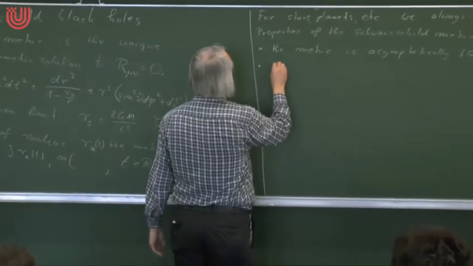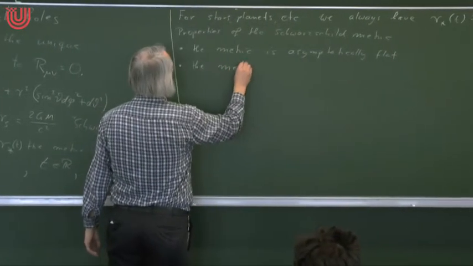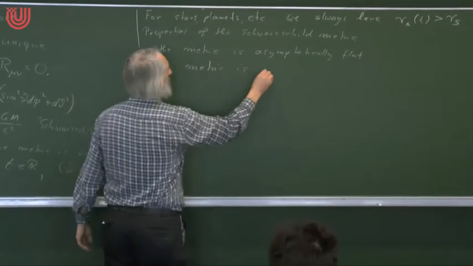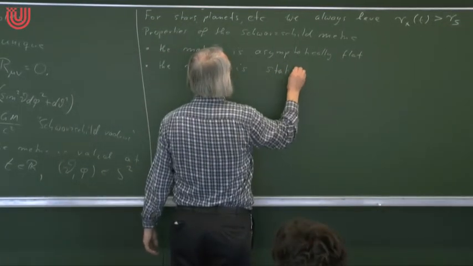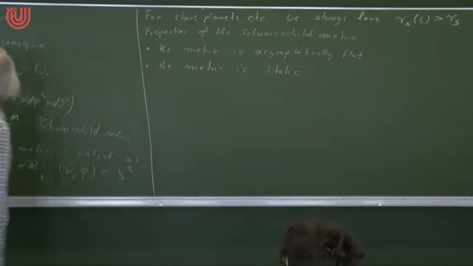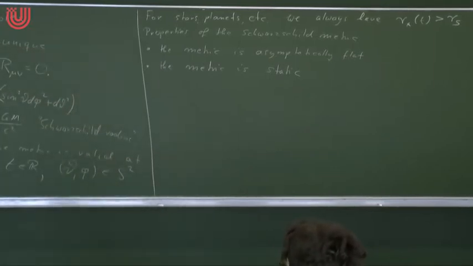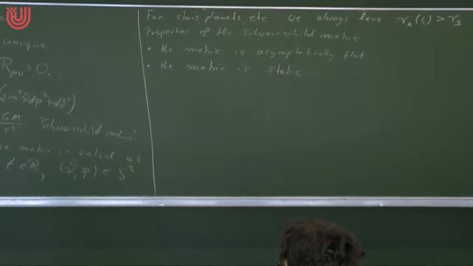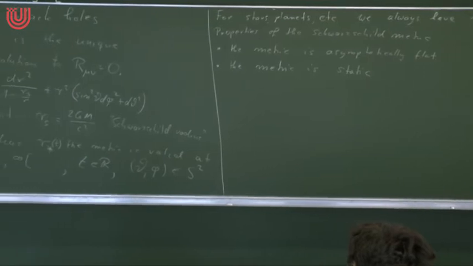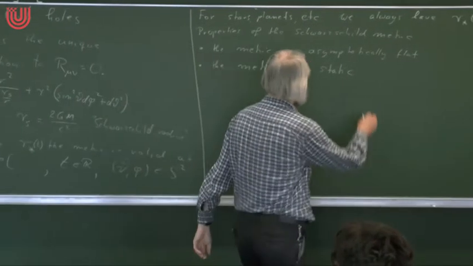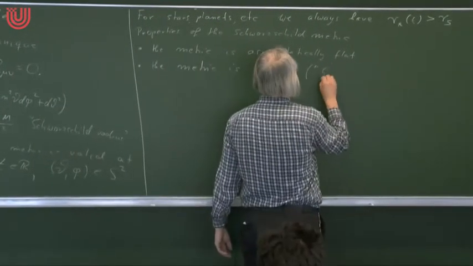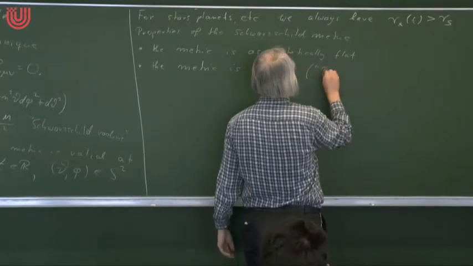Then the metric is static, and that's a non-trivial result which was found only after Schwarzschild. I already mentioned that Schwarzschild puts this in as an assumption, but actually it comes out from the calculation. You only need spherical symmetry, then it comes out that the metric is static. And the person who found this was the American mathematician George Birkhoff. So that's called the Birkhoff theorem.